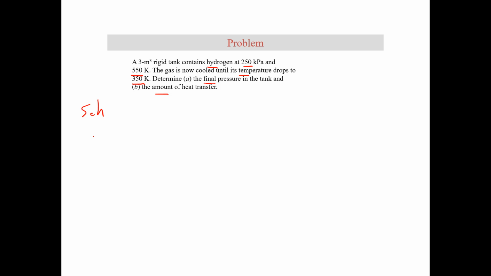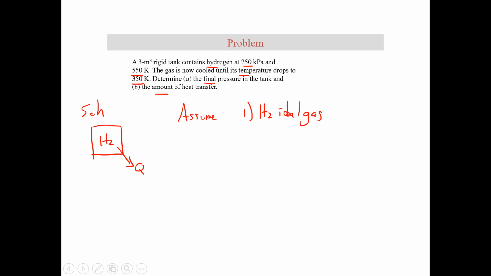So in the first step, we're going to draw a schematic. It's a simple schematic with a tank that has hydrogen in it, and it's losing heat to the environment. Within that problem, we're going to state some assumptions. One assumption is that hydrogen is an ideal gas.